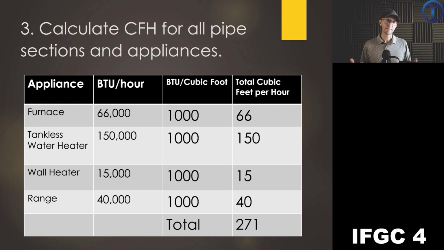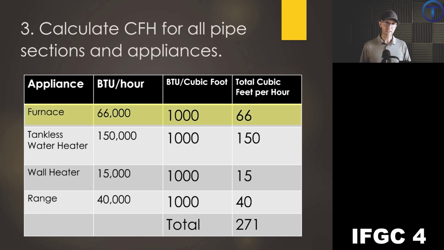Let's look at the third step. Calculate the cubic feet per hour for all of the pipe sections and appliances. I recommend that we put this on a table. And you saw that earlier. I had a table with the appliances and the BTU per hour. I'm just going to expand this. You can do this on a sheet of paper. However you do this, you should keep the information organized as you calculate, so you can always look back and make sure that you know what you're doing. So here we have it on a table.